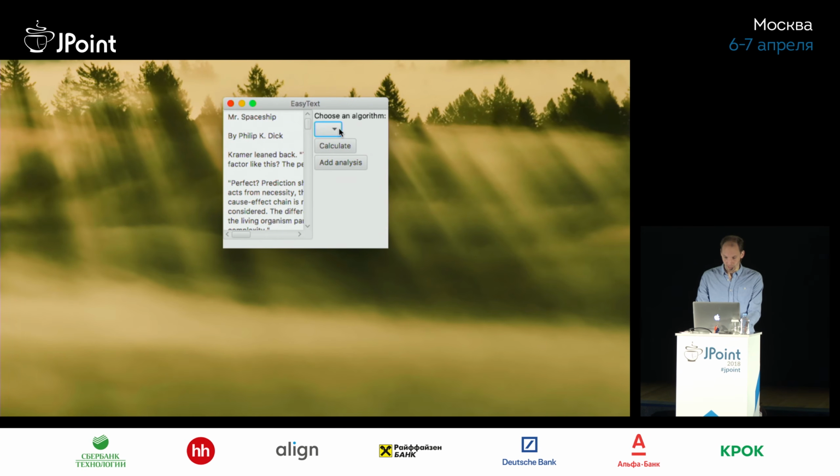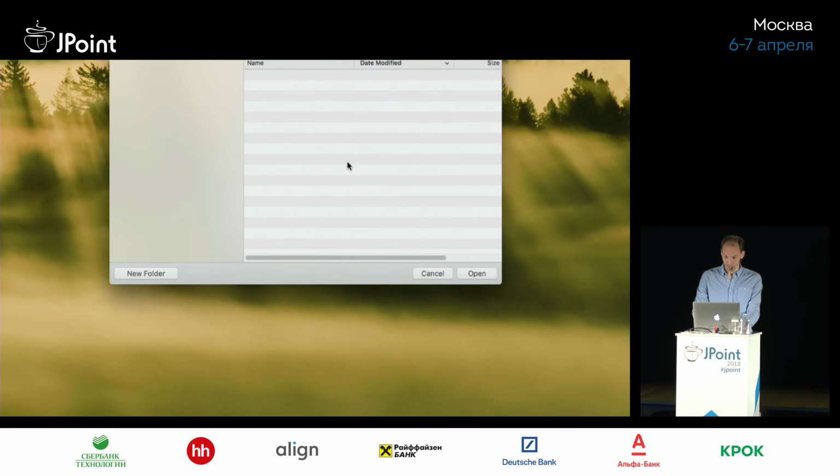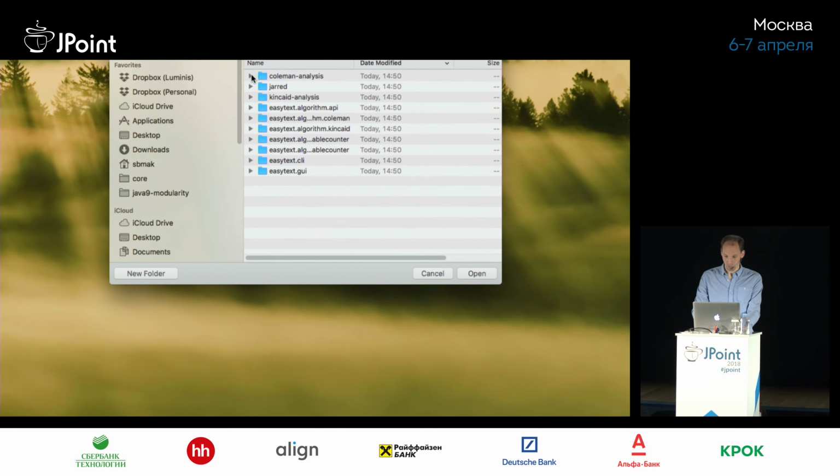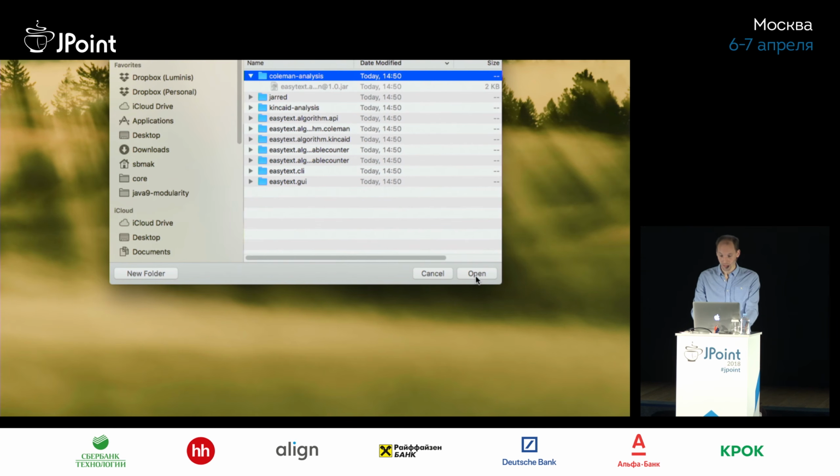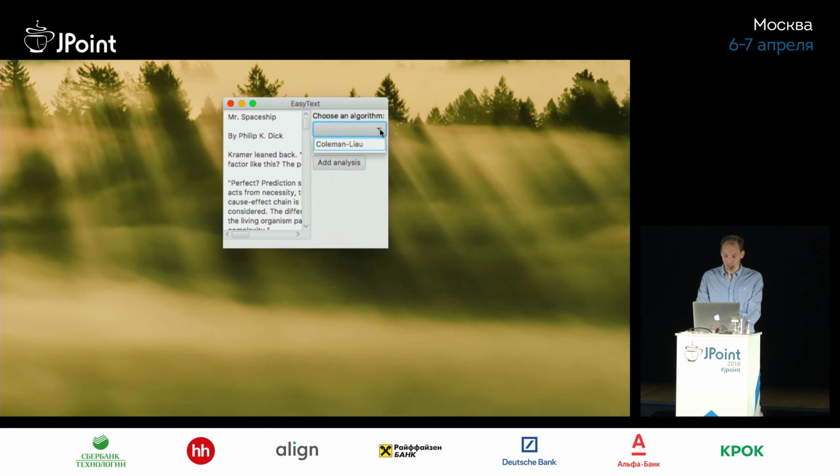There we go. And as you can see, the drop-down here is now empty, right? There are no implementations of any algorithms available. So what I've added is a new button, Add Analysis, and we're going to add, for example, this Coleman analysis directory, containing, in this case, a single provider module, because everything that's needed to run the Coleman analysis is in there. And if we add this, then suddenly we see that our application has been extended with this new Coleman analyzer functionality, and it works the same as previously.